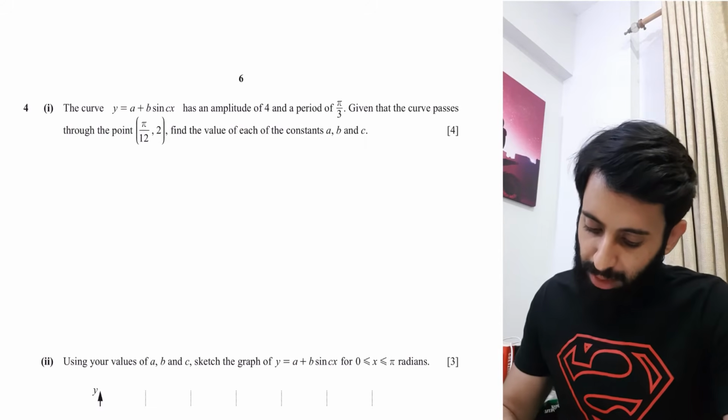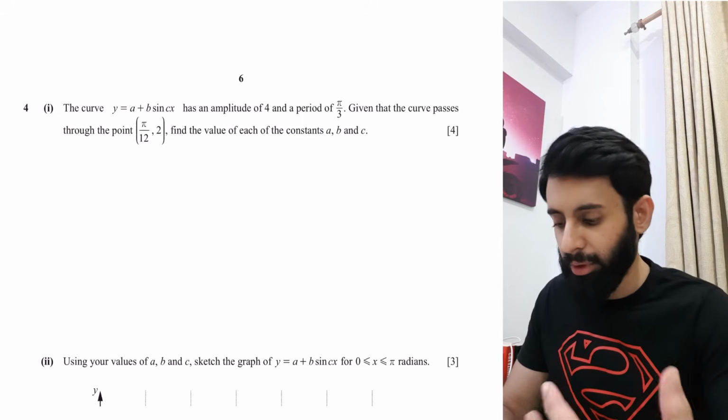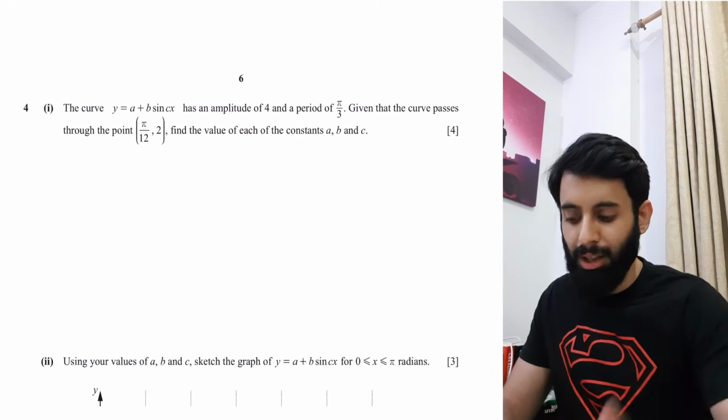Now as far as an amplitude of 4 is concerned, that's the value that you have just before the trigonometric function, or what the trigonometric function is multiplied with.